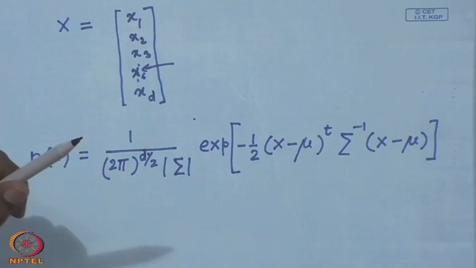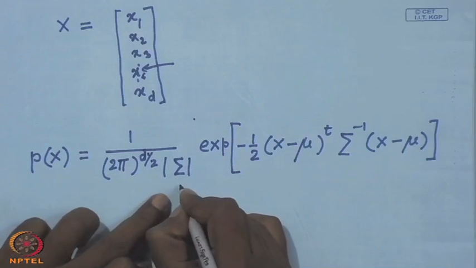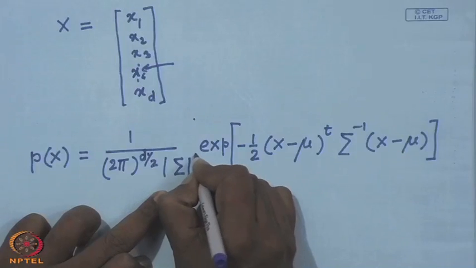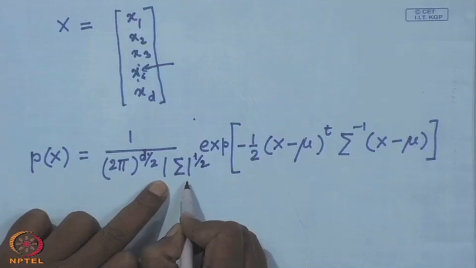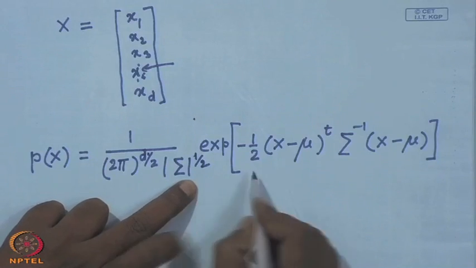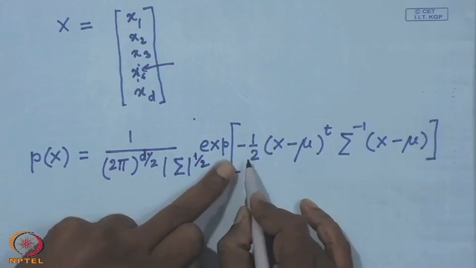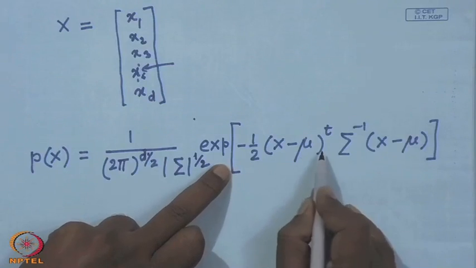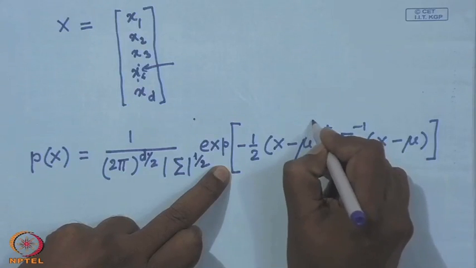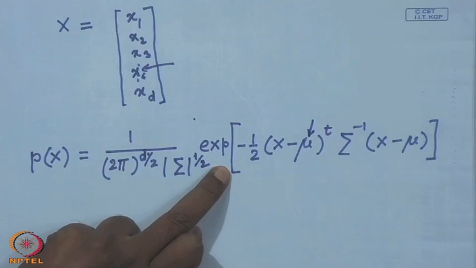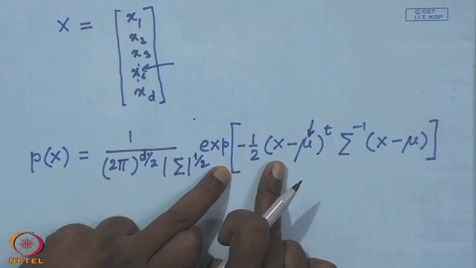And this sigma is nothing but the covariance matrix. Sorry, this will be this to the power half. So, I have to take the determinant of the covariance matrix and the square root of that, and within this exponentiation I will have minus half into x minus mu transpose sigma inverse x minus mu, where this mu is nothing but the mean vector of all the samples which are the sampled values of the vector variable x. So, now this x is a vector variable, it is not a scalar variable.